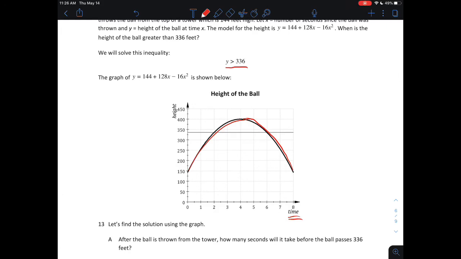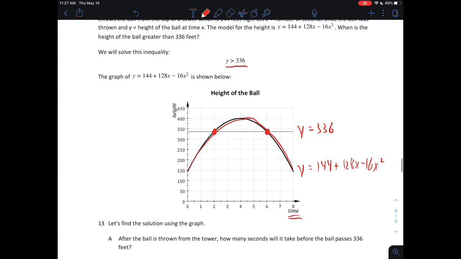And so this curve is the equation y equals 144 plus 128x minus 16x squared. And then also notice that there's a horizontal line. We've seen horizontal lines used before. They are just y equal to some number. In this case, you can see that it's somewhere between 300 and 350. That's the 336 that they're using. So when you go back to those steps on the previous page, they say write a formula. So we've got that for each side of the inequality, and then graph each of those formulas. There's those two graphs. Extend the formulas as needed to find a point or points where they cross. So notice that these do cross at 2 points.